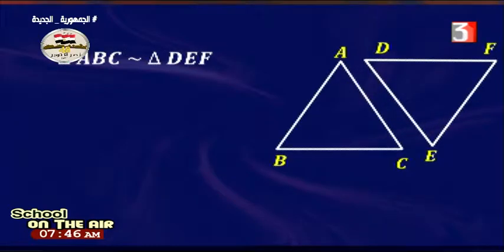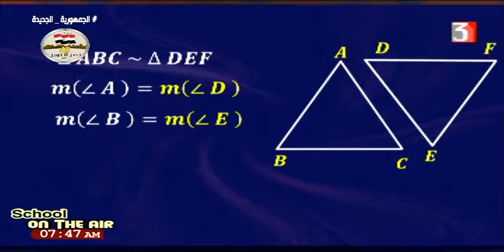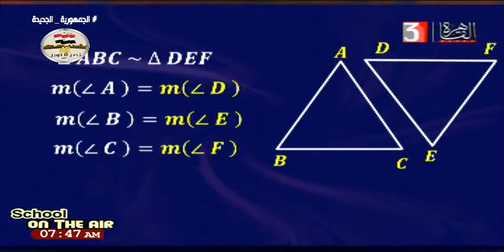Then you are going to notice that triangle ABC is similar to triangle DEF as in the figure opposite to you. All of you know that the first letter corresponds to the first letter. So here we can say that measure angle A equals measure angle D. The corresponding angles are equal in measure. So we can say that measure angle B equals measure angle E. And finally, measure angle C equals measure angle F.